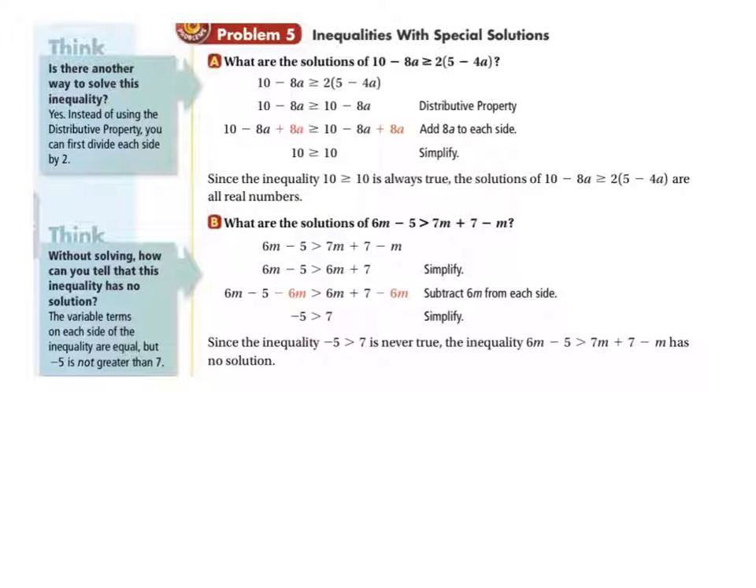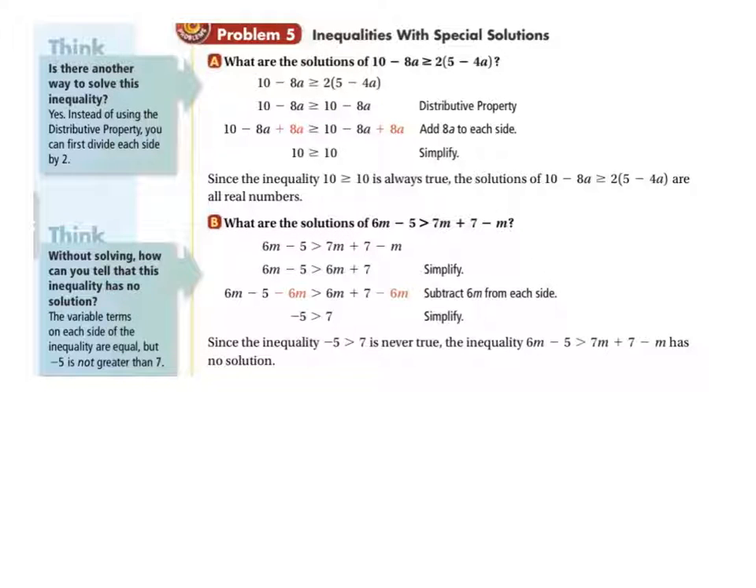Hey, guess what? Special solutions time, right? Those infinitely many, all real numbers, or no real solutions. Yep, it applies here too. What are the solutions of 10 minus 8a is greater than or equal to 2 times 5 minus 4a? So here's the great thing. Distributive property first. 2 times 5 is 10. 2 times negative 4a is negative 8a.